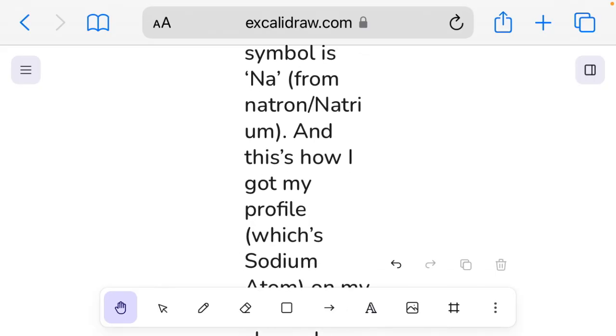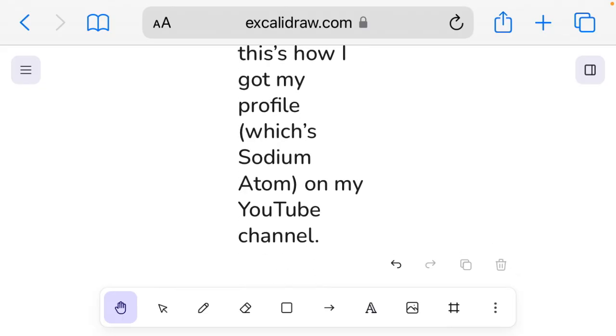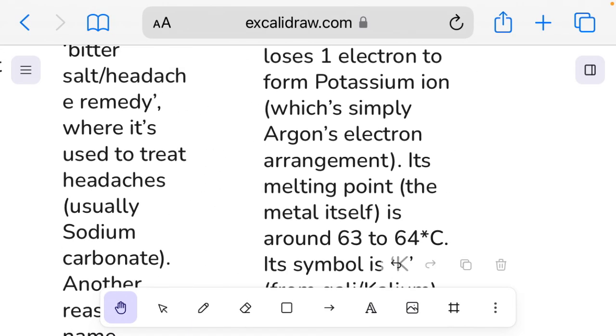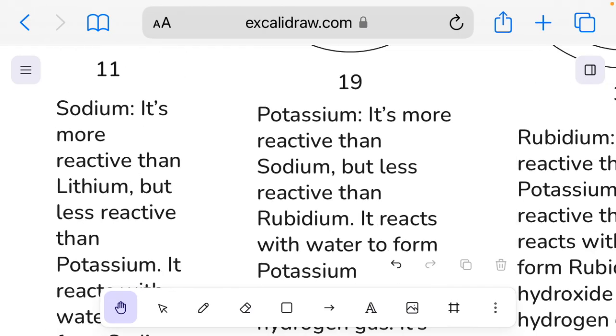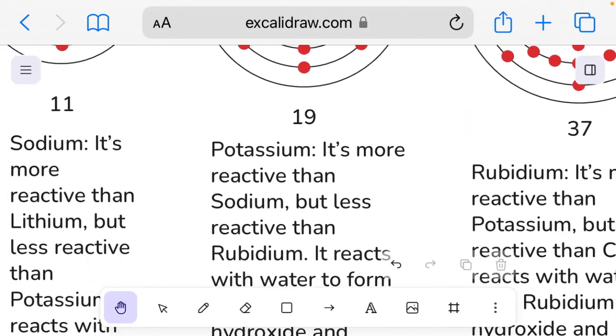And this is how I got my profile picture, which is a sodium atom, on my YouTube channel. It's the atom right here. But anyway, let's continue on.